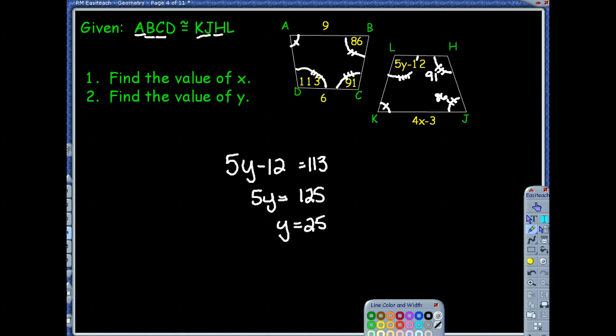All right, so again, looking up here, we found the value of Y. Y is 25. That's one piece that we've done. The other thing they asked us to do is find the value of X. We so far have only talked about the angles being congruent. Let's talk about segments for a minute.